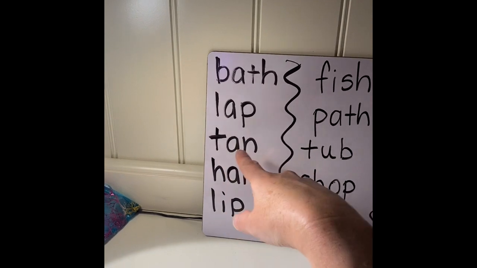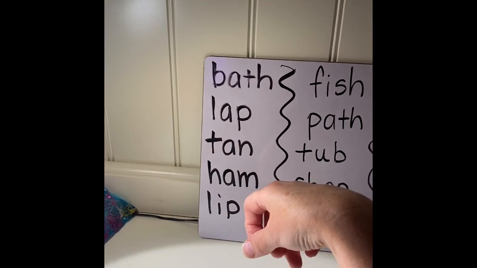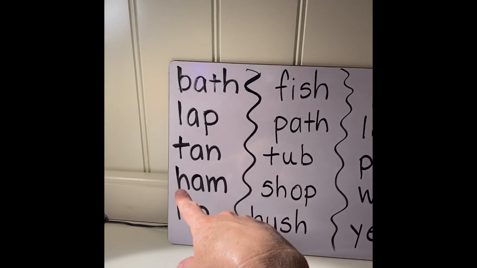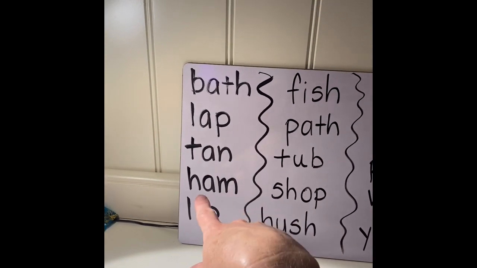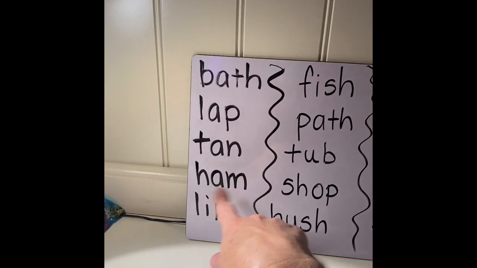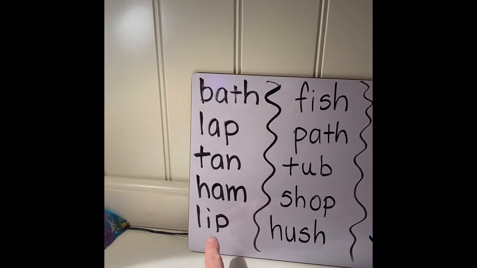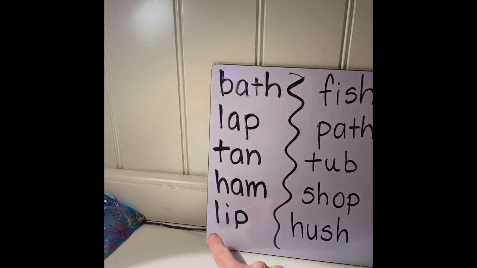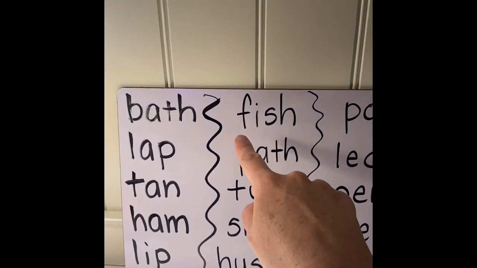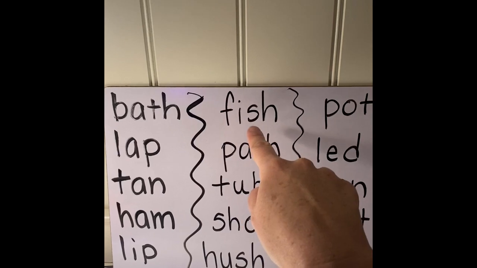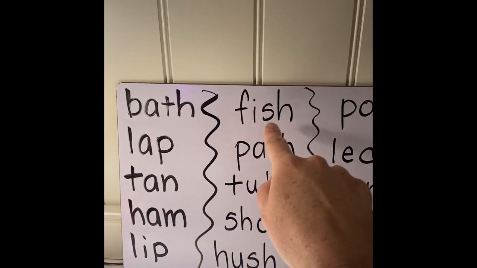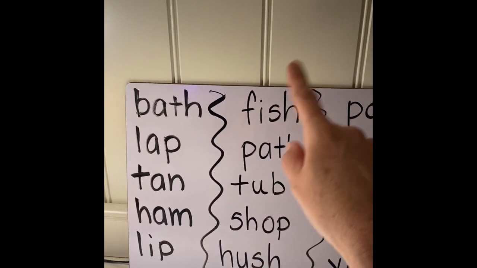My turn. T-an, tan. Your turn. Good. My turn. H-am, ham. Your turn. My turn. L-ip, lip. Your turn. All right, let's go on up here. My turn. F-I, sh. Remember, SH says sh, so it's f-ish, fish. Your turn.